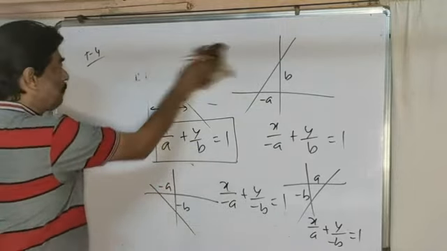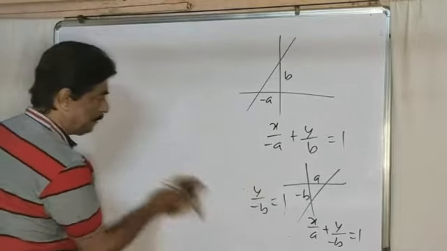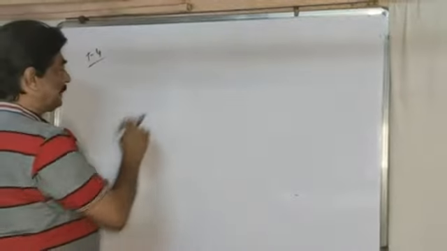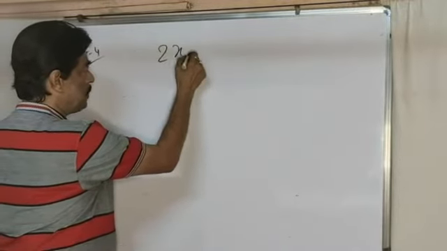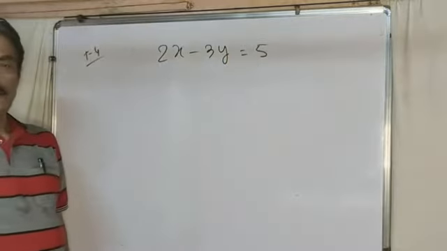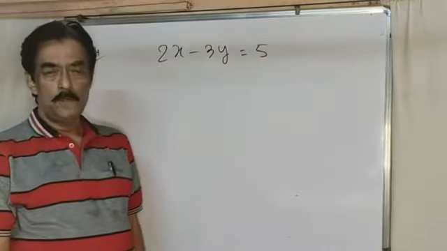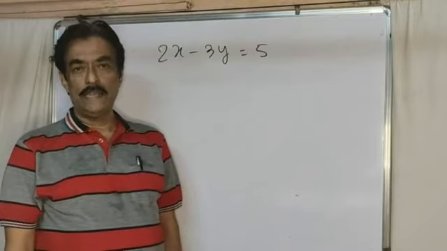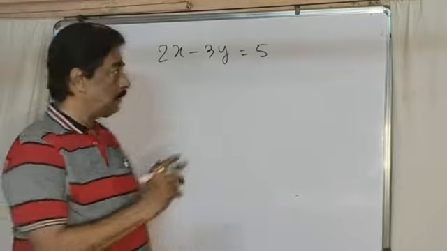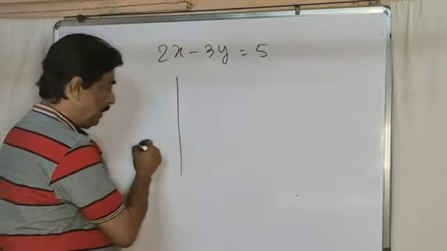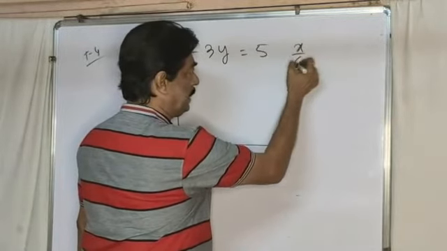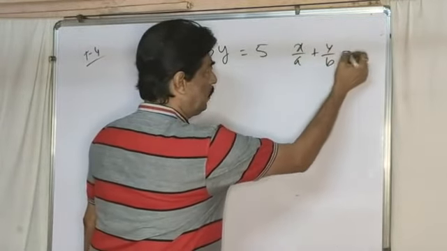Now, one example. They are giving the equation of the line as 2x minus 3y equals 5. They are asking what the lengths of the intercepts by the axes are, and to find the area enclosed by the line with the axes. So you have to first draw the diagram. Clear concept. How? You have to change it to the form x by a plus y by b equals 1.